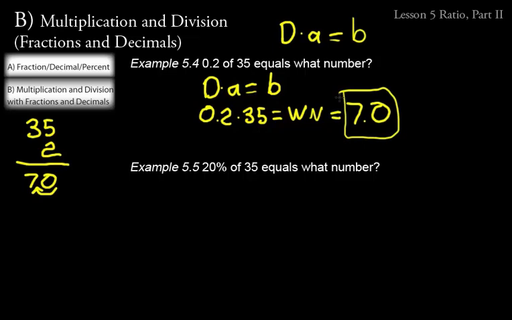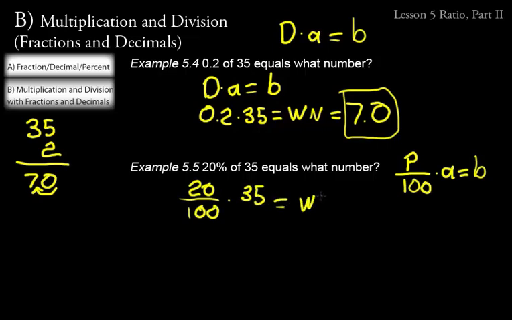And then we could also do percentage times A equals B. We could have P over 100, because usually they'll give you the percentage, like they'll say 20%, but that's the same thing as 20 over 100, right? So we can say whatever the percentage they gave you, over 100, times A equals B. So like this one, it'd be 20% of 35 equals what number? So 20 over 100 times 35 equals what number?